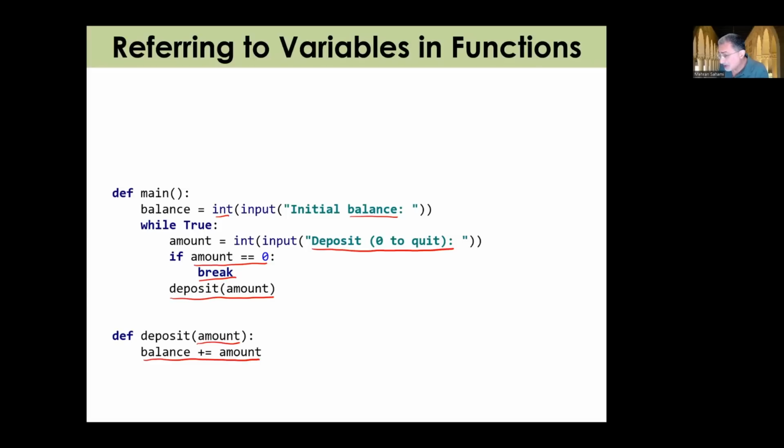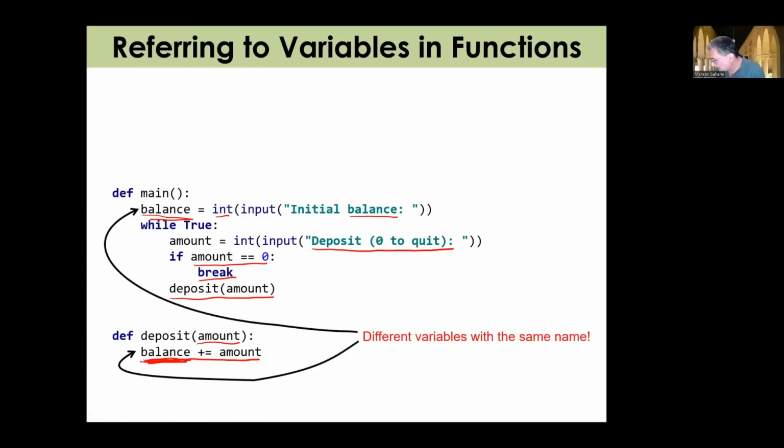So what is the problem here? Is this balance actually referring to this balance? No, in fact, this is a separate variable, balance, inside deposit. When you try to create a variable inside a function, you're creating a new variable. In fact, what's going on here is that the balance over here and the balance over here are different variables with the same name.